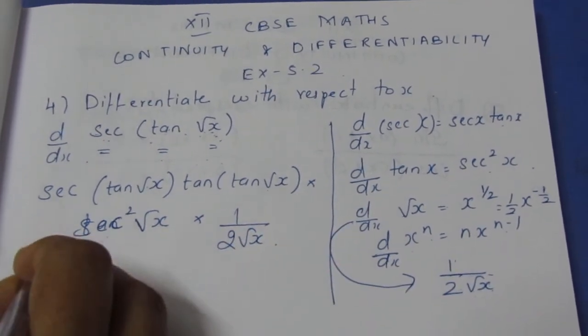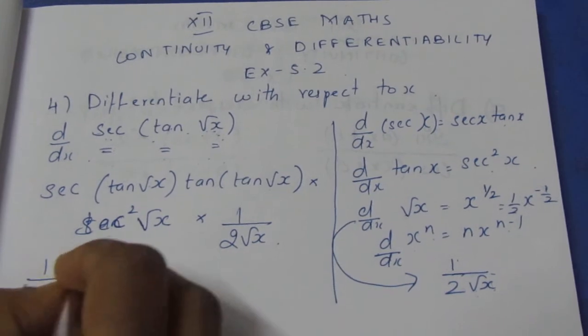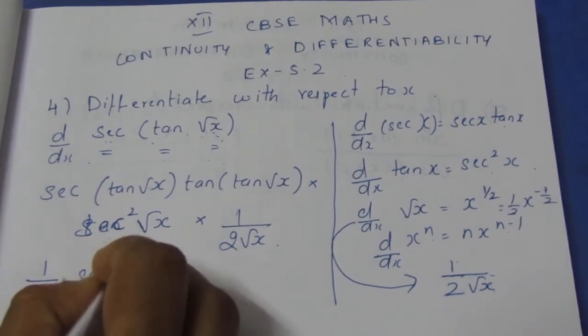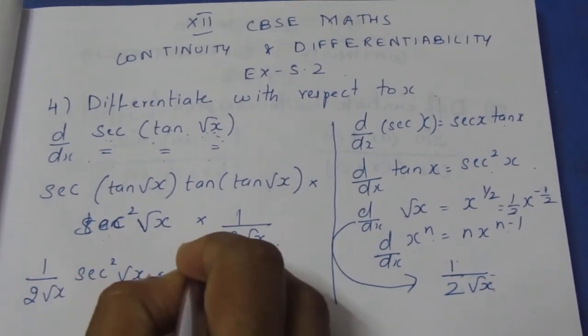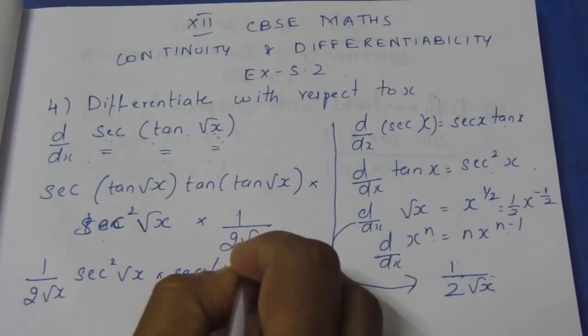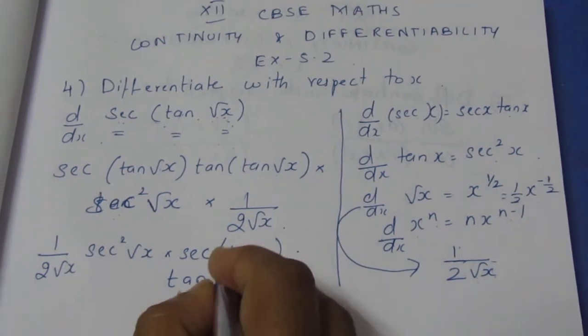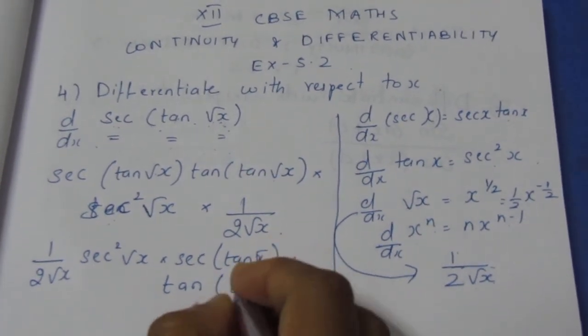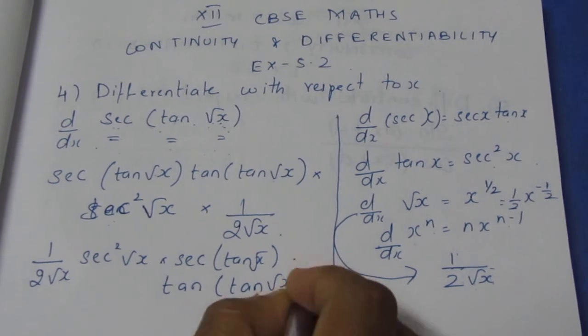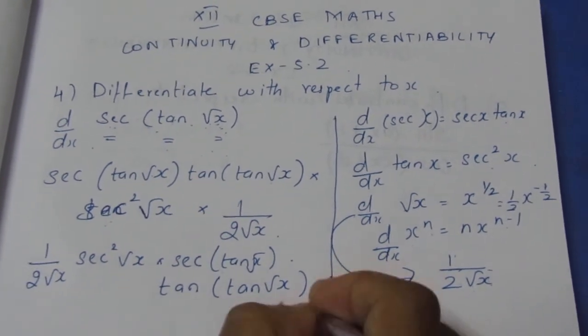Write it in the order: 1 by 2 root x into secant square root x into secant tan root x into tan root x. That's all with the differentiation.